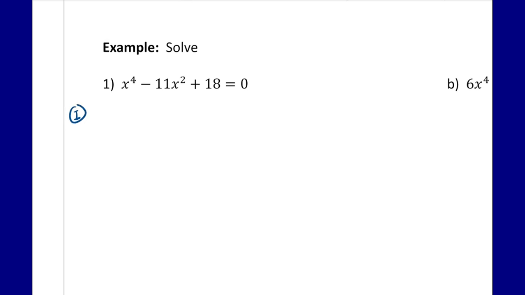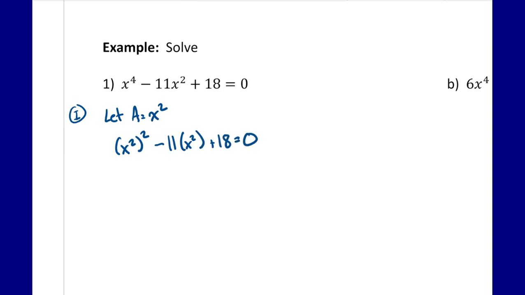I'm just going to let a equal x squared. I'm just going to pick any variable. It could be x, it could be b, y, whatever you want it to be. We're going to let a represent x squared. So in this equation, rewriting this, I could say it's x squared, squared, to change x to the power of 4, minus 11 times x squared, and it's still plus 18 equals 0.